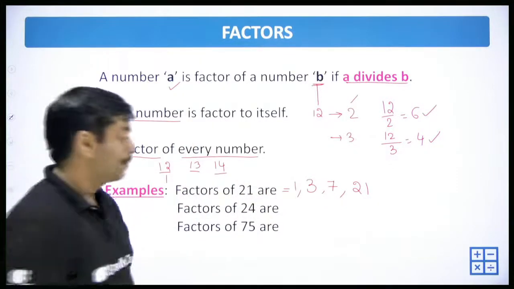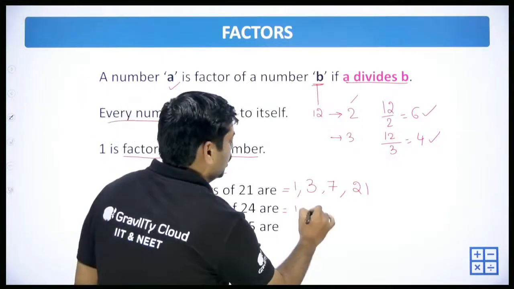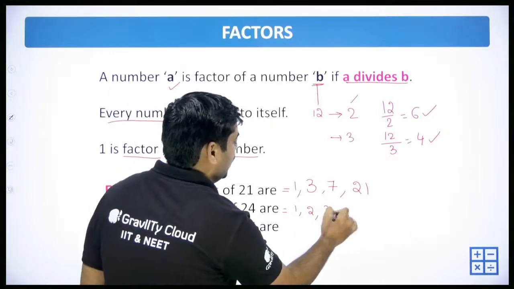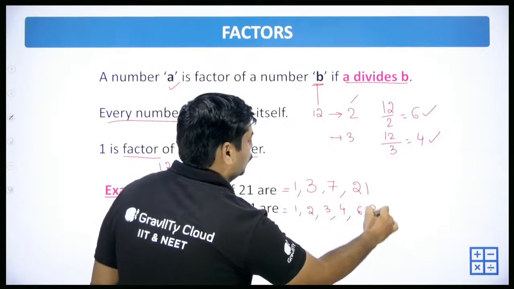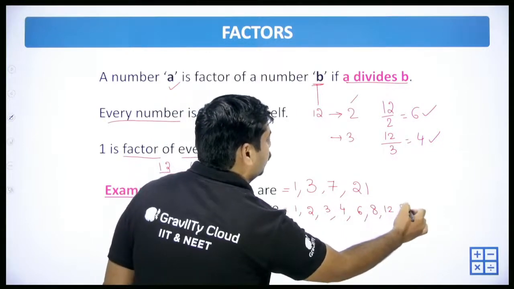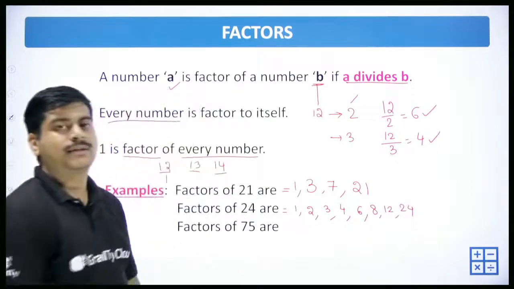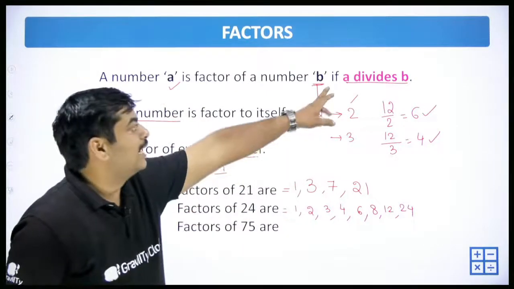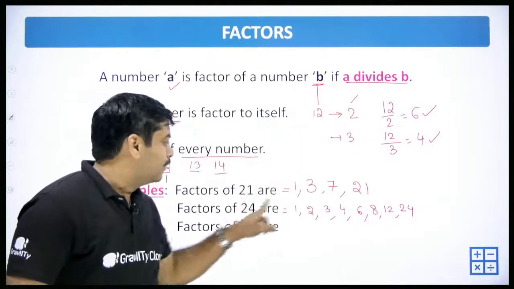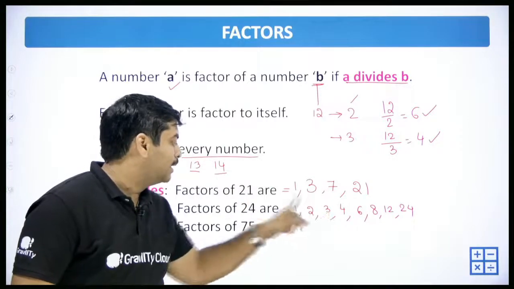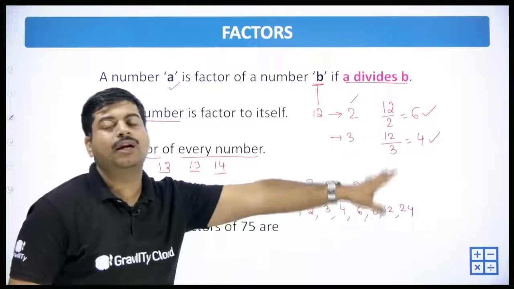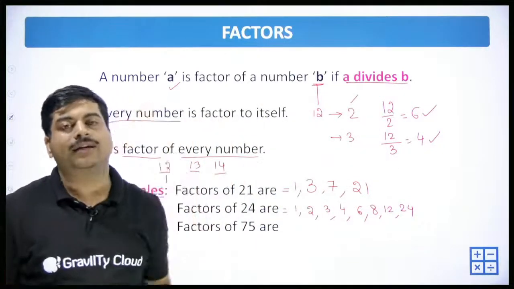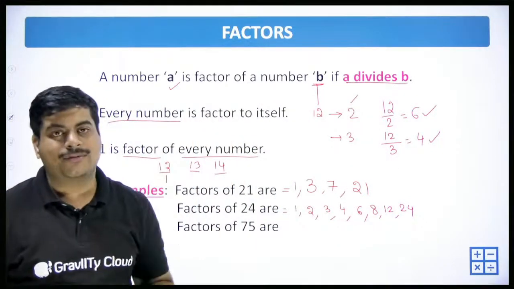Factors of 24. 1 into 24. 2 into 12. 3 into 8. 4 into 6. 6 into 4. 8 into 3, 12 into 2 and 24 into 1. All these are factors, right? If A divides B, I can divide 24 by 2, 24 by 3, 24 by 4, 24 by 6, 8, 12, 24. We get a perfect remainder 0, right?